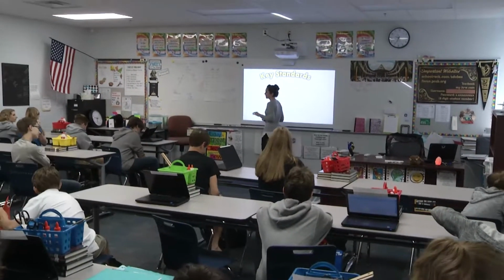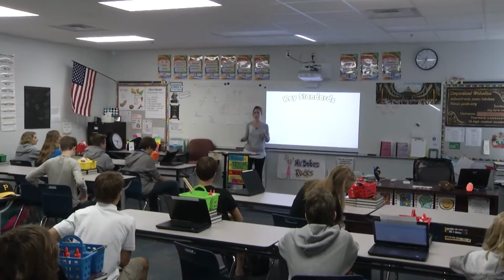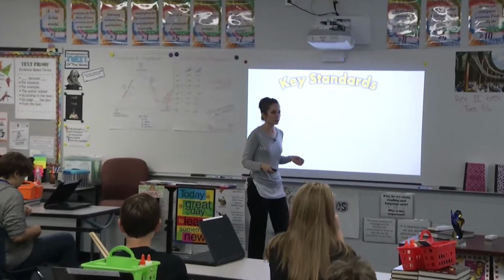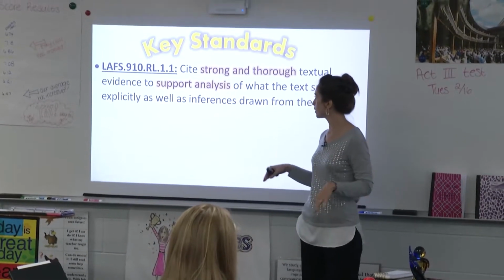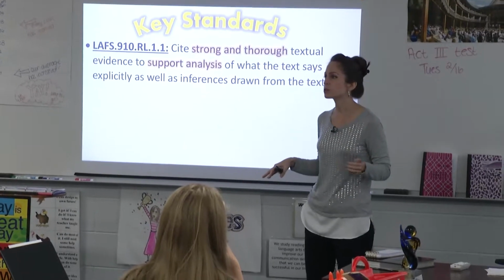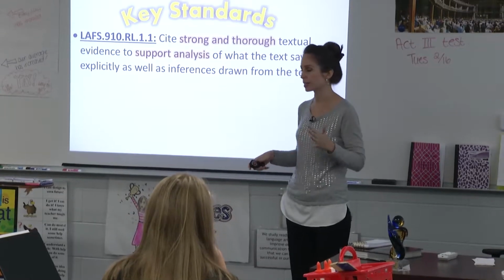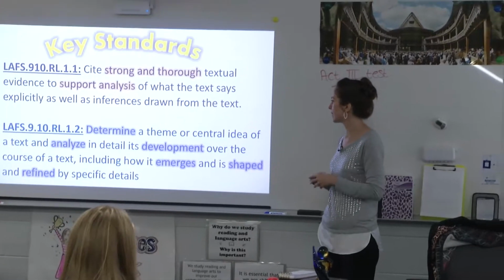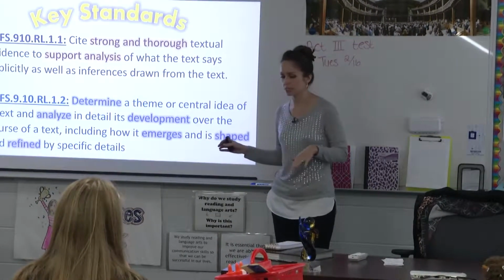Okay, what we're doing is analyzing some quotes from Romeo and Juliet. So some key standards. In fact, these were begun in quarter 1, but they continue through quarter 3 because they deal with fiction. The first one is to cite strong and thorough textual evidence to support analysis of what the text says explicitly as well as inferences. This one we don't have in our scales anymore, but it should be done all the time while we're reading, pulling out textual evidence. Determining a theme or central idea of a text in detail and its development over the course of the text, including how it emerges and is shaped and refined by specific details.